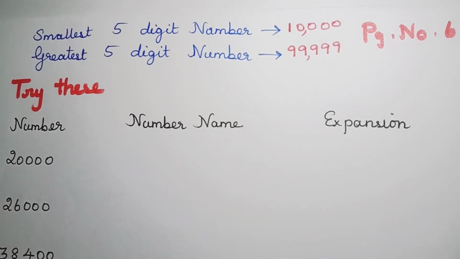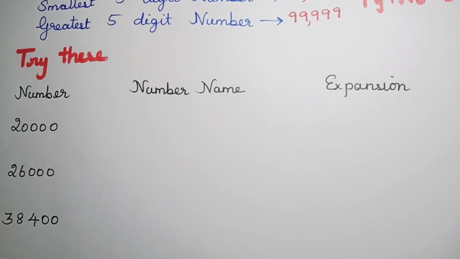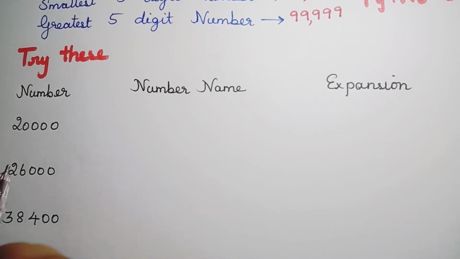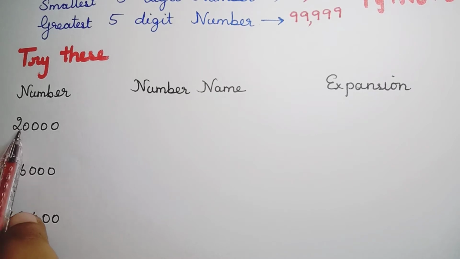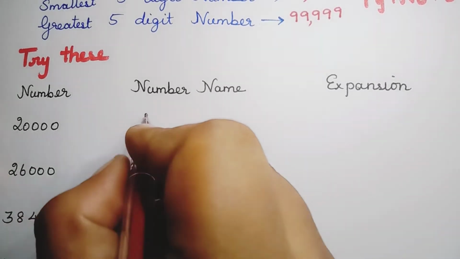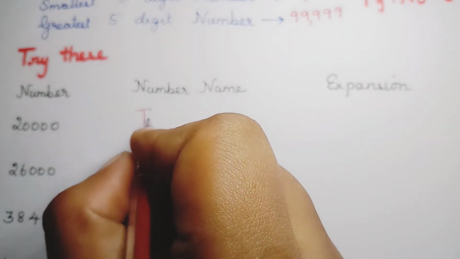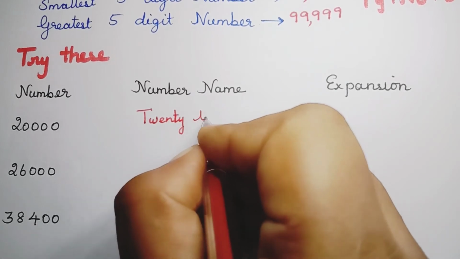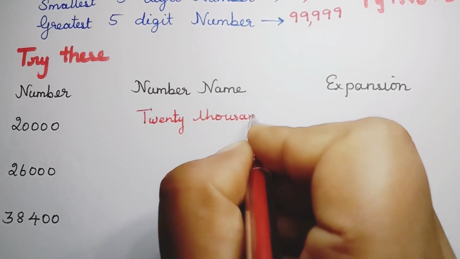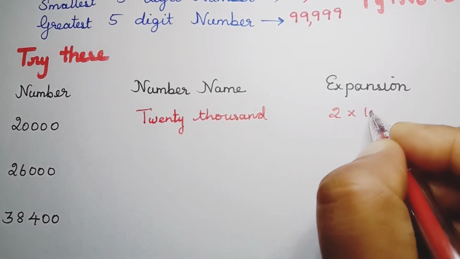Okay, then move on to try this. You have a few numbers. You have to find out the number name and expansion. So what is this? Ones, tens, 100, 1000, 10,000. So what is the number name? 20,000. So what is the expansion here? 2 into 10,000.